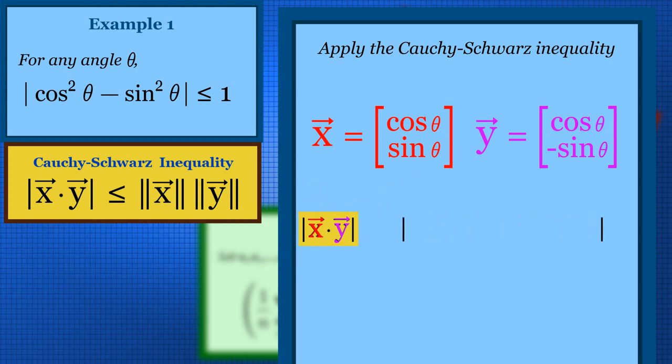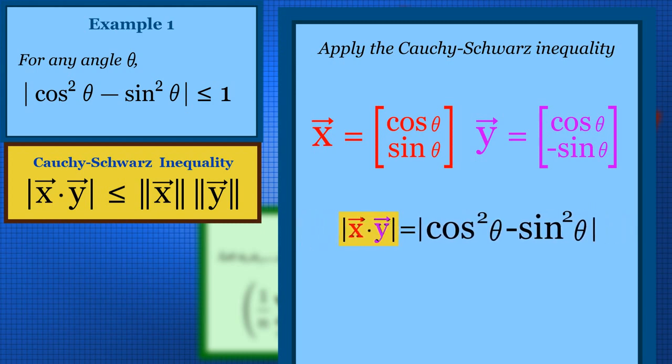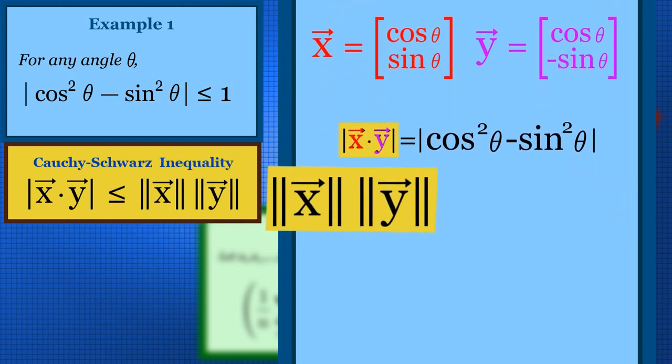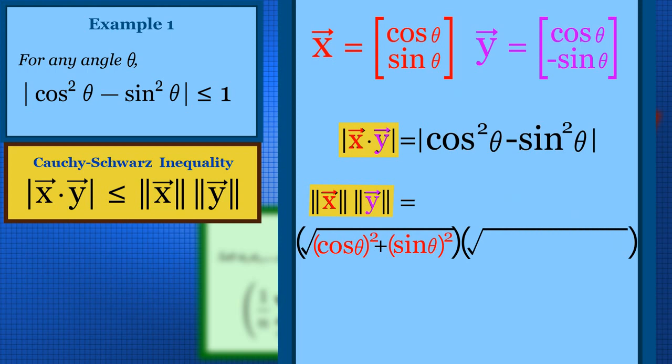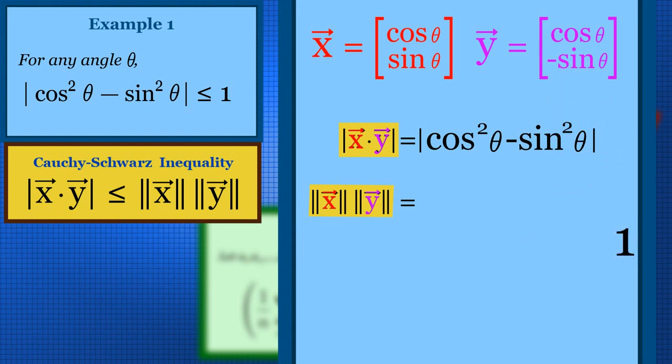x dot y is equal to cosine squared theta minus sine squared theta. Also, the norm of x times the norm of y equals the square root of cosine squared theta plus sine squared theta, times the square root of cosine squared theta plus the square of minus sine theta, which is just 1.